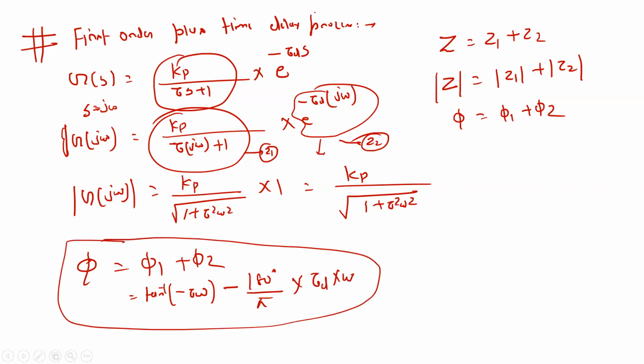So now I will be using the properties of the complex number. This was the amplitude ratio of first order plus time delay, and this one is the phase angle of the first order plus time delay process. Is it clear? So this was the first order plus time delay.